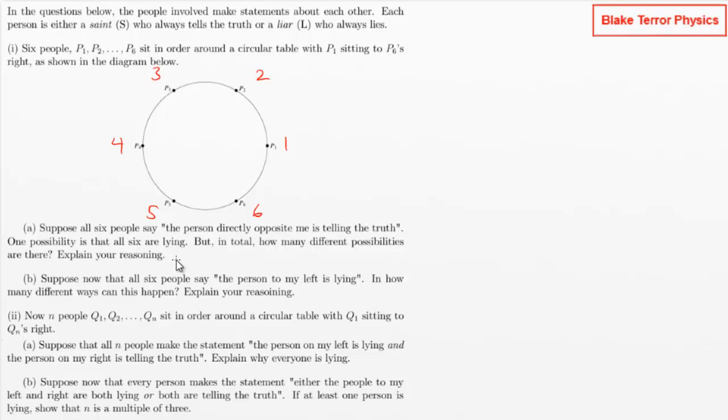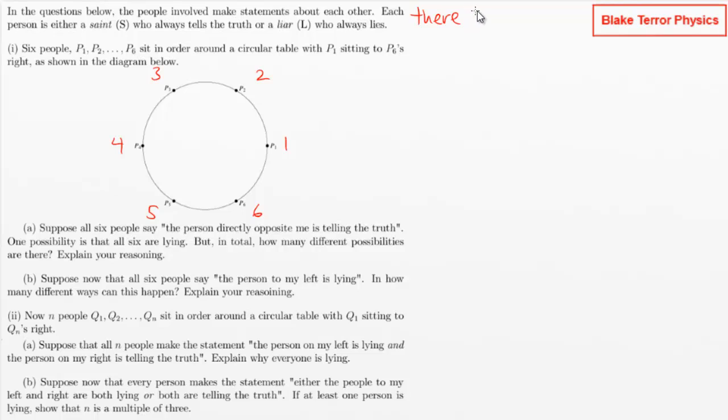So all lying. So 1 and 4 are opposite each other. 1's lying, saying that 4 is telling the truth. So 4 would be lying, saying that 1 is telling the truth. Yeah, fair enough. So what if 1 was telling the truth? If 1 was telling the truth, that 4 is telling the truth, then they would be telling the truth that 1 is telling the truth. Right, okay. So we have 3 pairs.